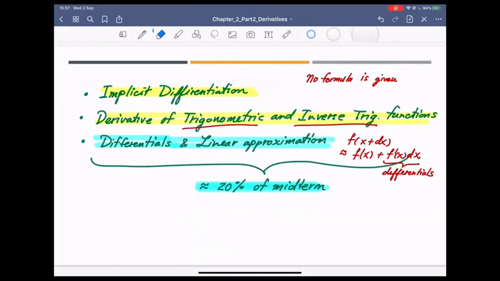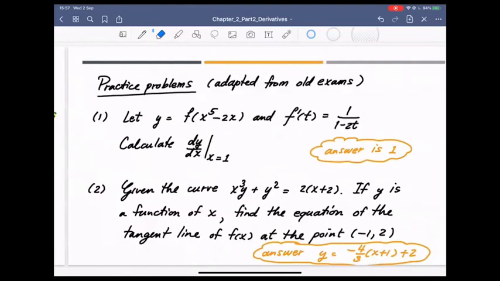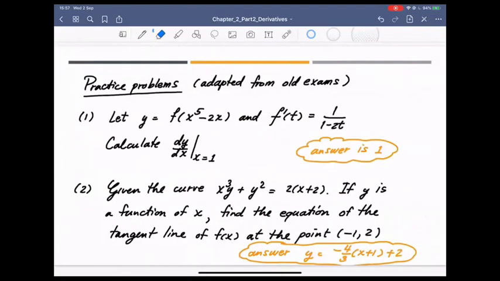I have 6 problems here, adapted from the old exams. Let's take a very quick look and see whether you think they are way too easy or too hard for you.